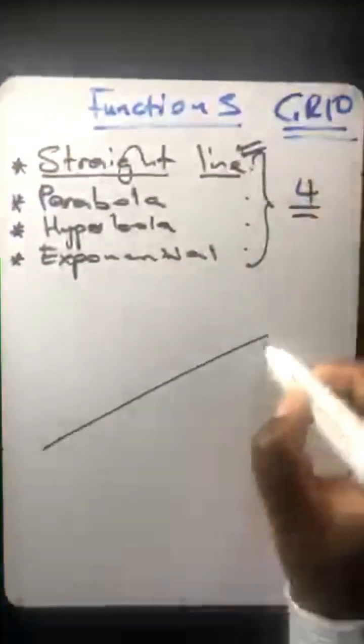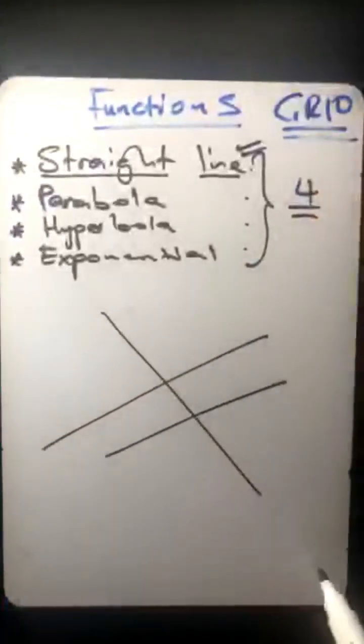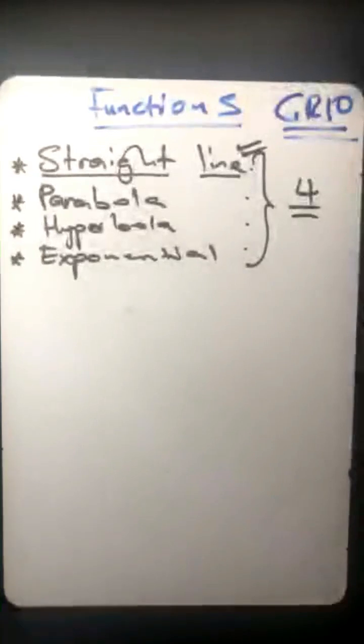But I want to tell you now that these functions 1, 2, 3, 4 are not just drawn anywhere on the paper. You don't just draw a straight line anywhere on the paper. We draw functions on something called a Cartesian plane. Here comes a question: what is a Cartesian plane?